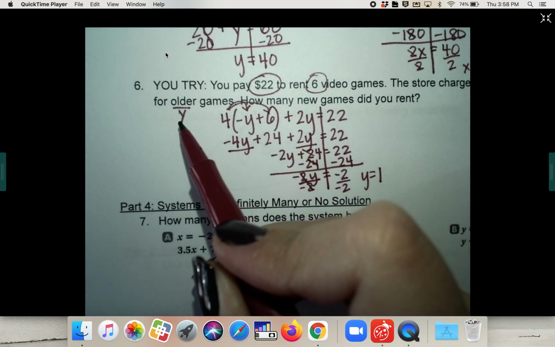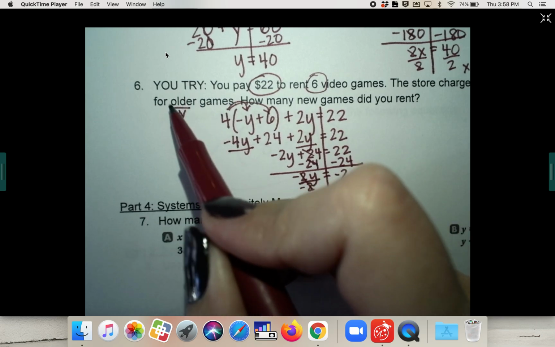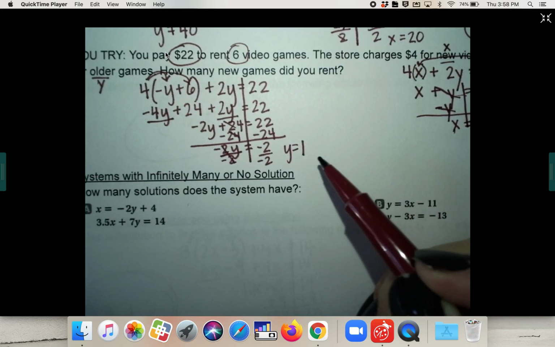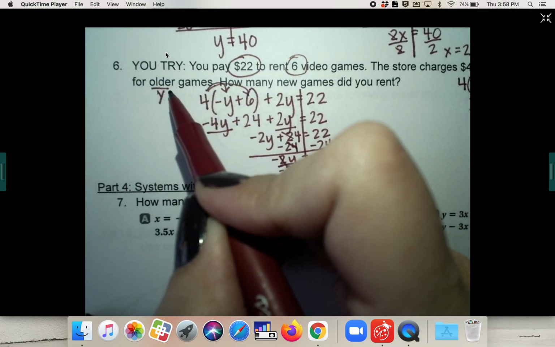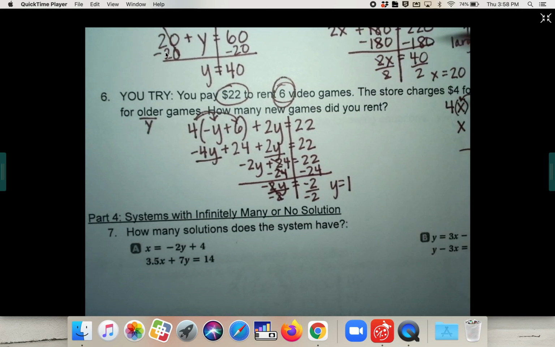What was y representing? The older games I rented. So if I rented 1 older game, and I only rented 6 total, what does that mean the other 5 have to be? The new.